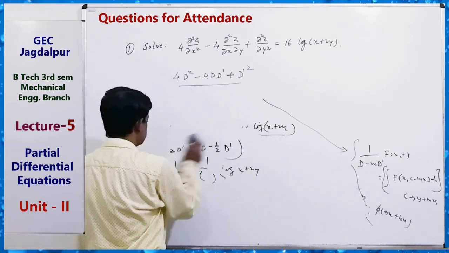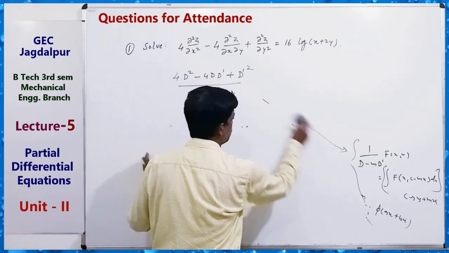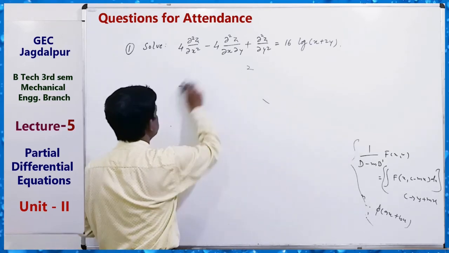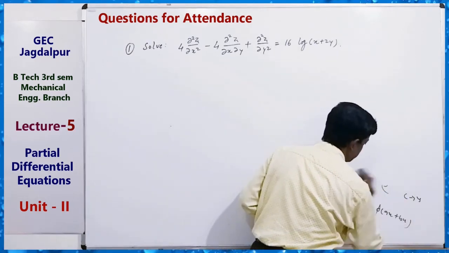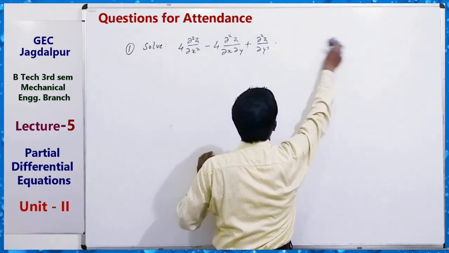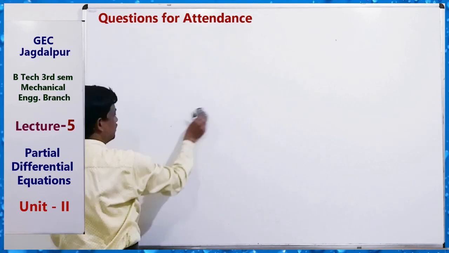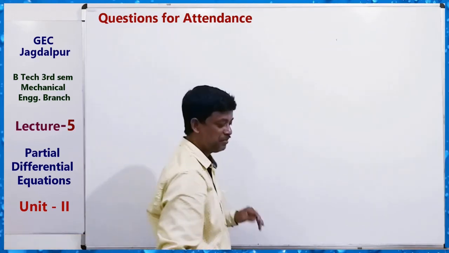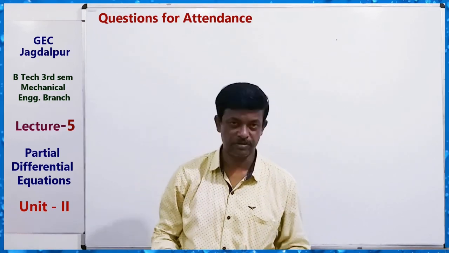Okay, so these 6 questions are for your attendance and you have to do them. Okay, and reply to me. It can take time because there are 6 questions, so take more time than usual. Okay, so reply to me all after solving. Okay.